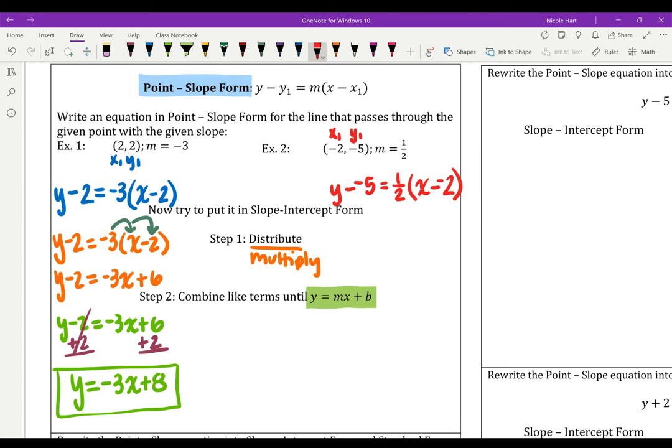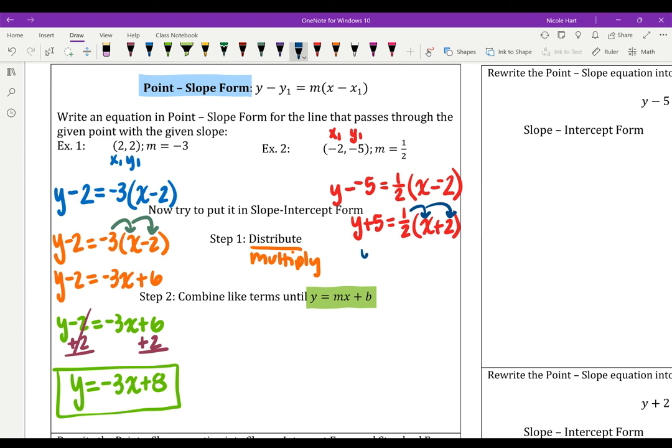Those minus and negatives we have to remember again. Minus and negative makes a positive. So we actually end up with y plus 5 equals 1/2, parentheses, x plus 2. Now we follow through and do our distribution. We're going to distribute that 1/2 inside the parentheses.